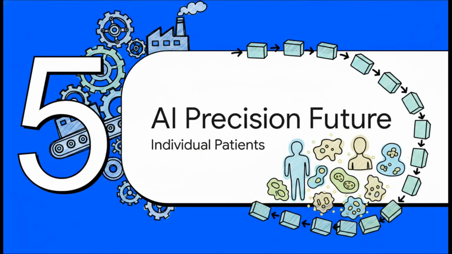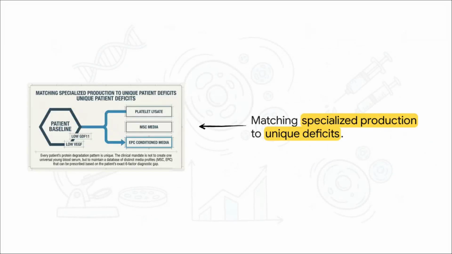Finally, section 5, AI and the precision future. This is where it all comes together for the patient. If we can survive that manufacturing gauntlet, we reach the ultimate conclusion of this blueprint. Because every patient's protein degradation pattern is completely unique. One person might be desperately low in GDF11, while another is missing VEGF. We can't rely on one universal young blood serum. Instead, we have to maintain a diverse database of distinct media profiles that can be prescribed based on the patient's exact diagnostic gap.